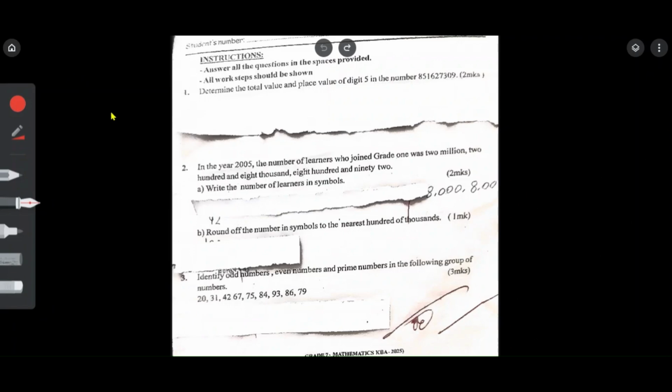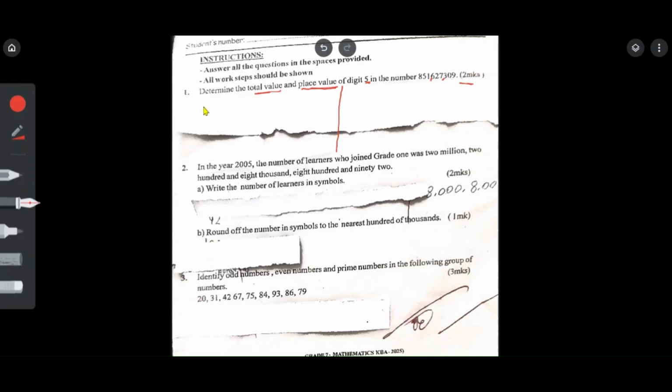The question here reads, determine the total value and the place value of digit 5 in the number that you've been given. This number is a bit huge. If I put a comma here, and a comma here, this is 851,627,309. So the question has 2 marks, and we are required to get the total value and the place value of digit 5. For us, I will partition my working space like that.